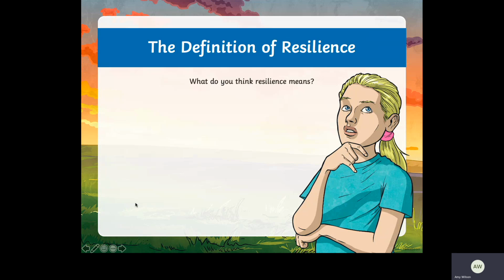Okay, so just have a little think. What do you think resilience means? It's a word that over the past few years we've used quite a lot in school. But what does it actually mean? Do we actually know? Do we really understand? So just have a little think to yourself.